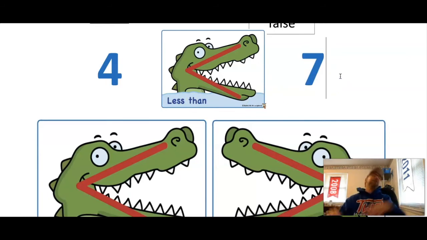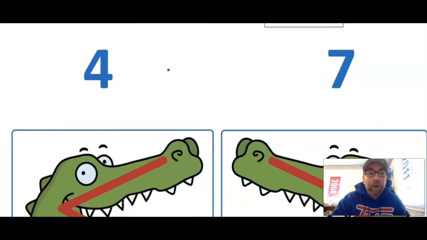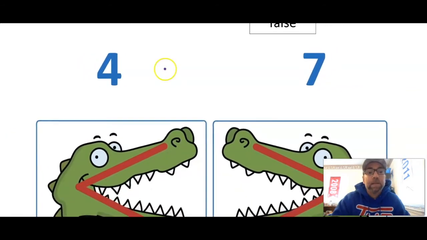Pretty cool. Now, I know what you're saying. Mr. Renzi, I don't have that little alligator at home. Well, I'm going to show you how to draw the less than symbol. Here it is. Let's practice on your whiteboard. Go ahead and write the number 4. And then we're going to put 3 dots. 1 dot is going to go and point to my smaller number, like this.